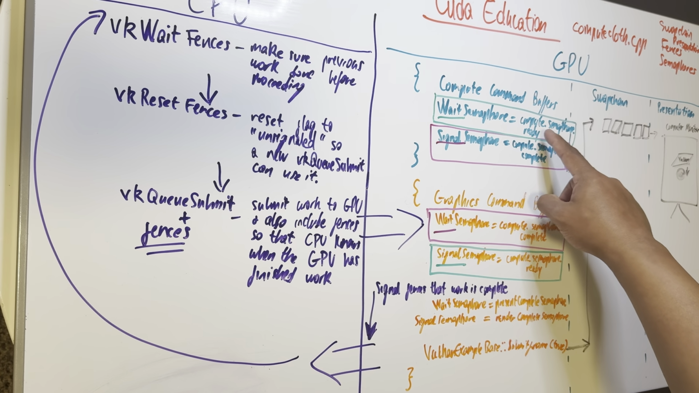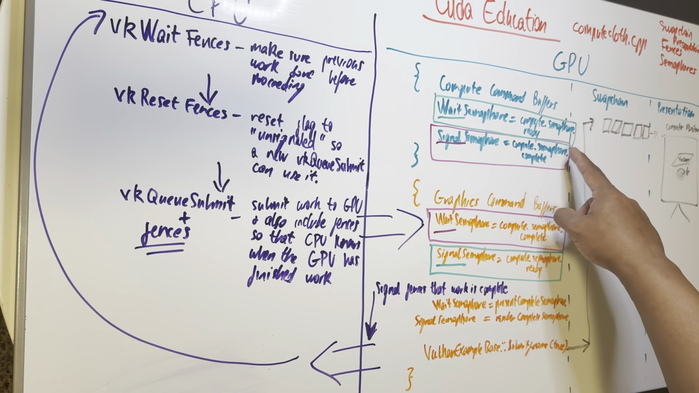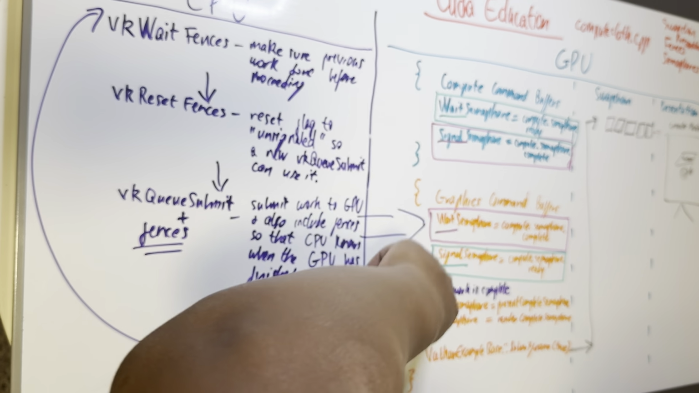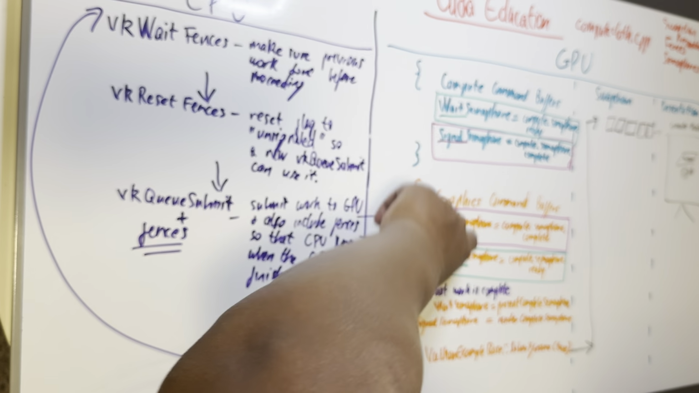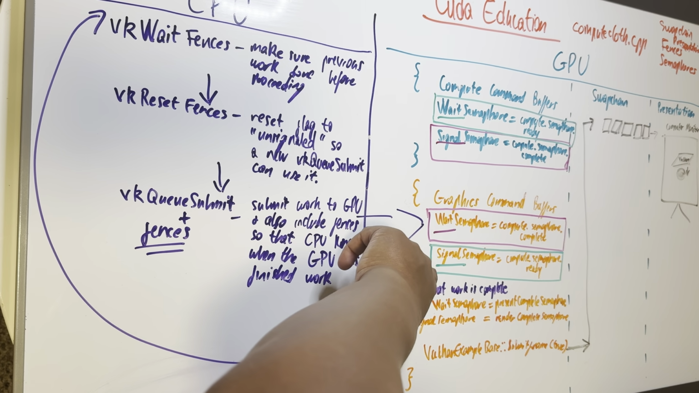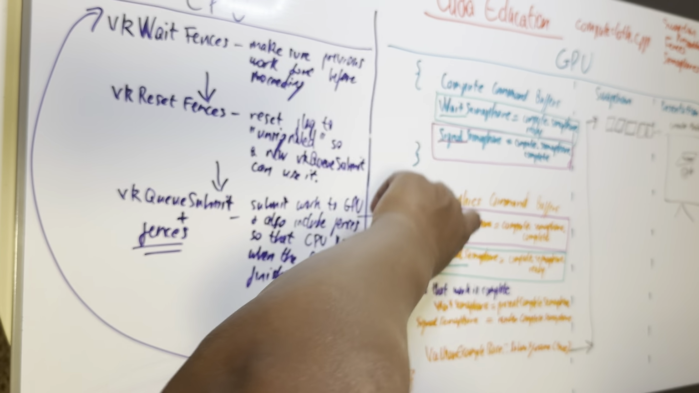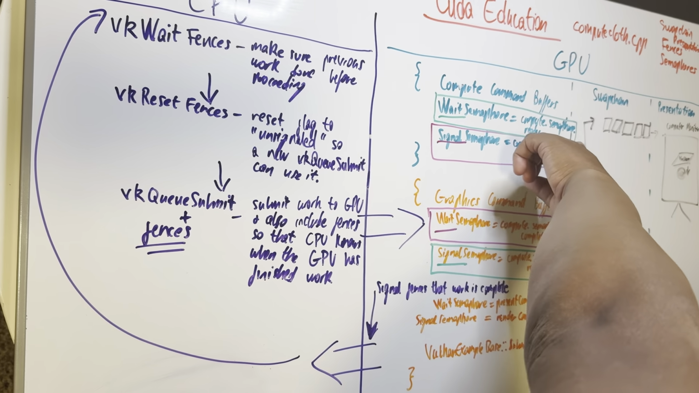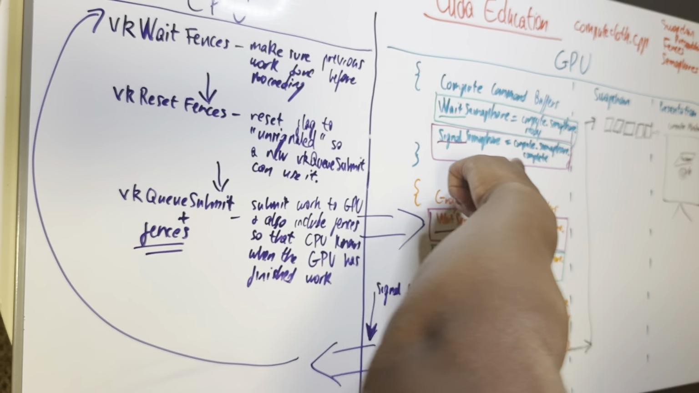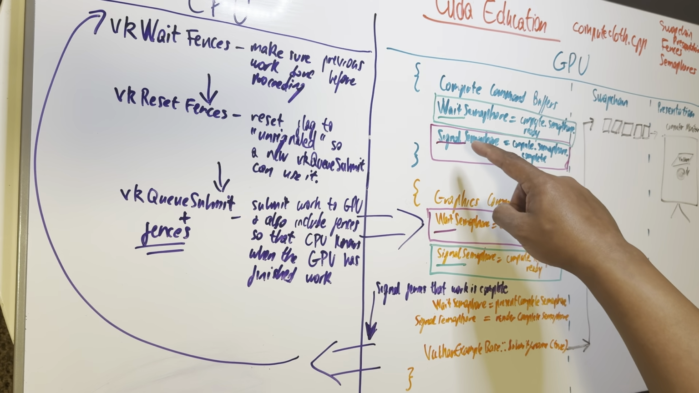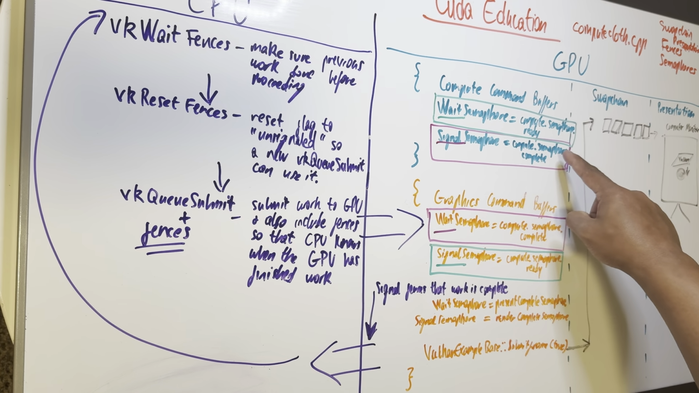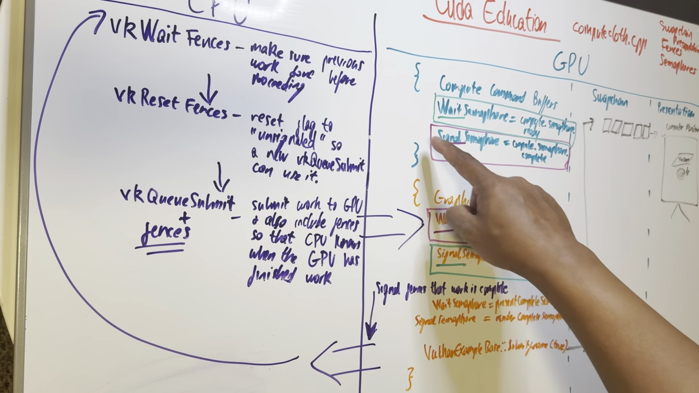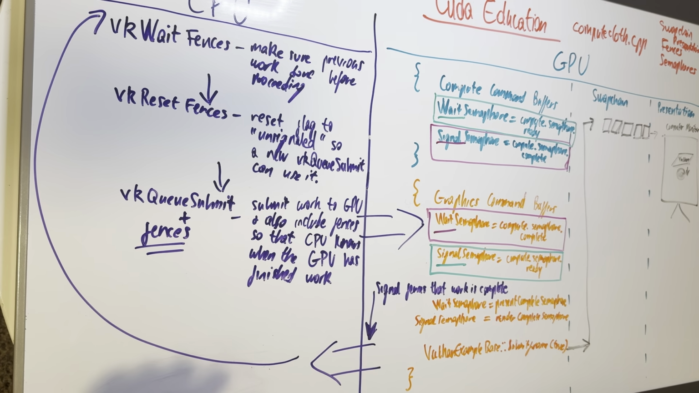Compute is waiting on semaphore.ready, compute.semaphore.ready. So it's waiting on this, and usually what it's waiting on is the signal from the graphics to be done. So it waits on the dot ready. It signals the dot complete. Notice that dot complete here, the signal of compute, is the wait for graphics. So this and this are tied together, right?